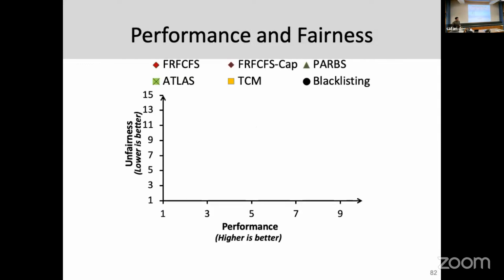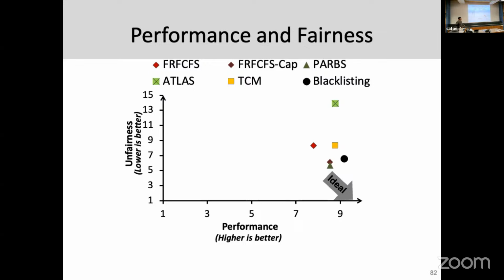And here's how it performs compared to prior work. Again, this is the same plot I've shown you in TCM. So it's best to be in this bottom right corner. Let me animate it again. FR-FCFS is here. FR-FCFS cap and PAR-BS are over there on the right. And these are TCM and Atlas. So Atlas provides a higher performance at the cost of unfairness, right?